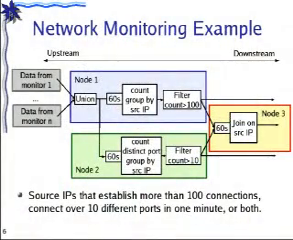Let me show you a concrete example of a query. This is a network monitoring query. What you would like to do in this query is take the input from the network monitors, and in our case, this input is the connection summary information. And you would like to create an alert if a source IP is detected to initiate more than 100 connections within a 60-second window, or is trying to connect over more than 10 different ports, or does both at the same time.